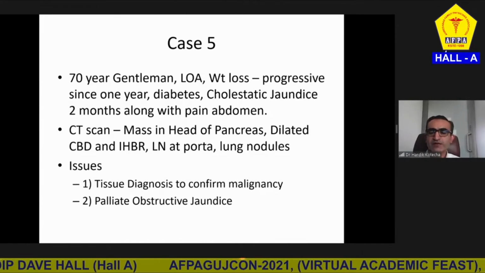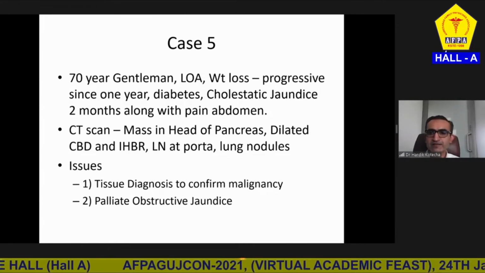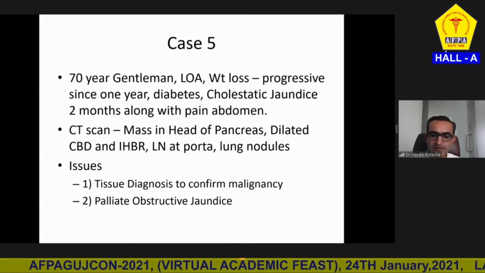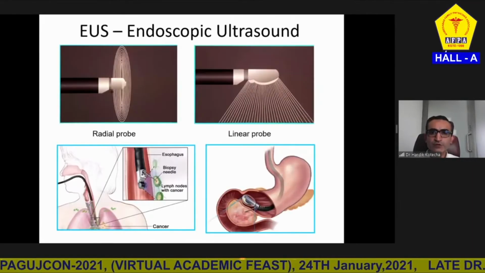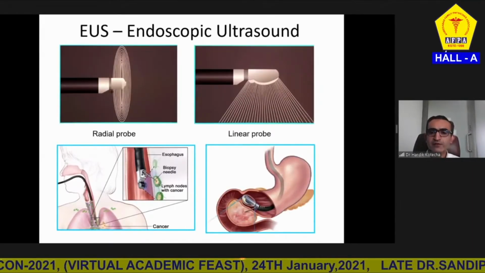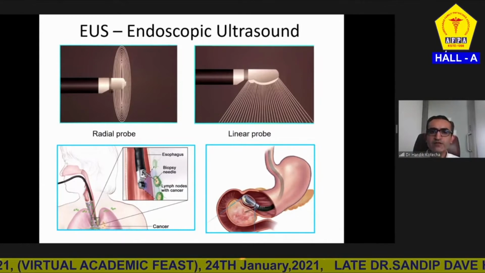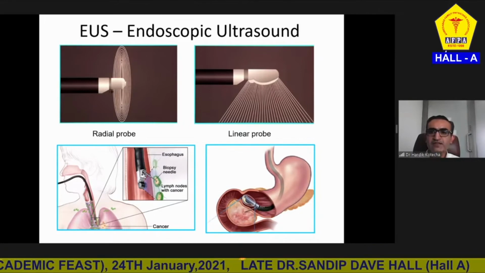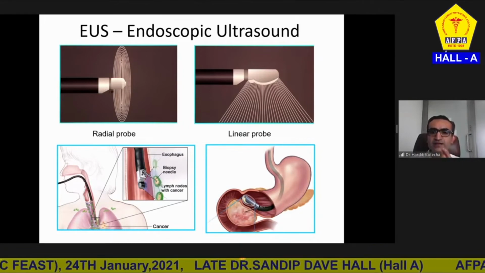Plus, this patient on imaging had lung nodules which look metastatic. So we need to palliate his jaundice so that he can be offered chemotherapy. So what does an endoscopic ultrasound do? These are scopes which have different ultrasound probes attached at the tip of the endoscope. And we can see structures which are outside the lumen.